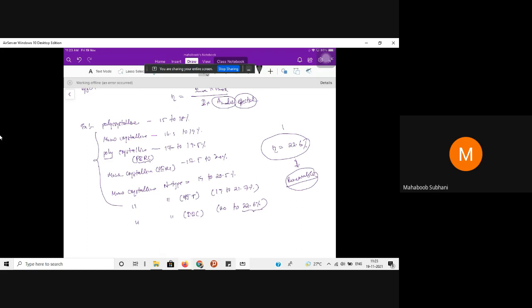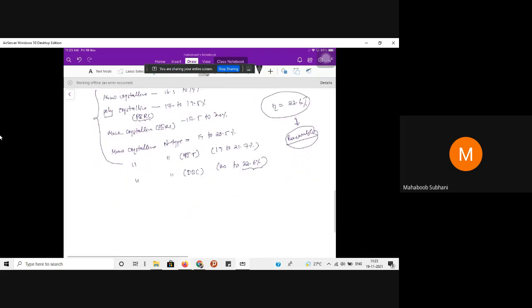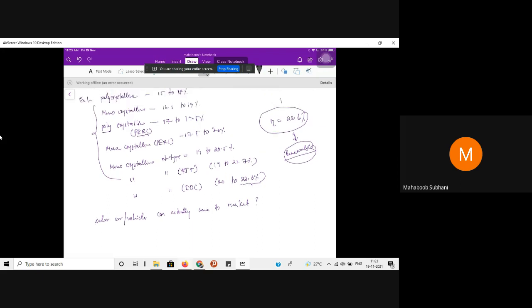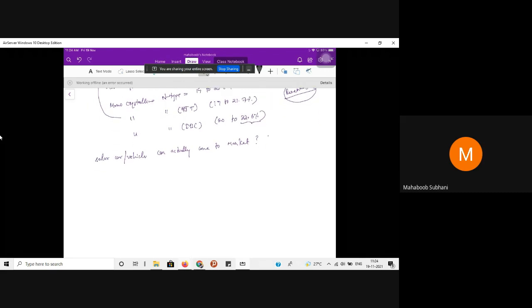And based on this input, you can do an analysis of whether solar cars or vehicles can actually come into the market, right? So based on the characteristics we have seen from the beginning and in today's class, you can do your own analysis whether these are suitable or not, right? And we will keep this aside for a moment.